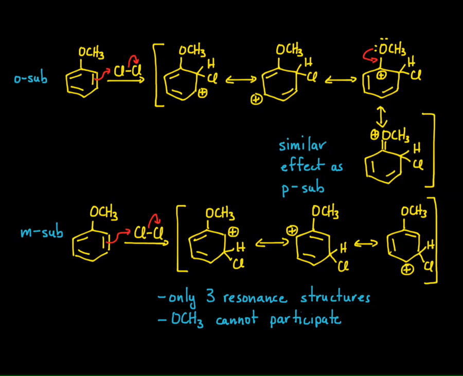Now one may ask, well, why do you get more para versus ortho? And generally speaking, it simply has to do with steric effects. Even though there are, in essence, two ortho positions, steric effects tend to put the second substituent farther away from the first substituent.